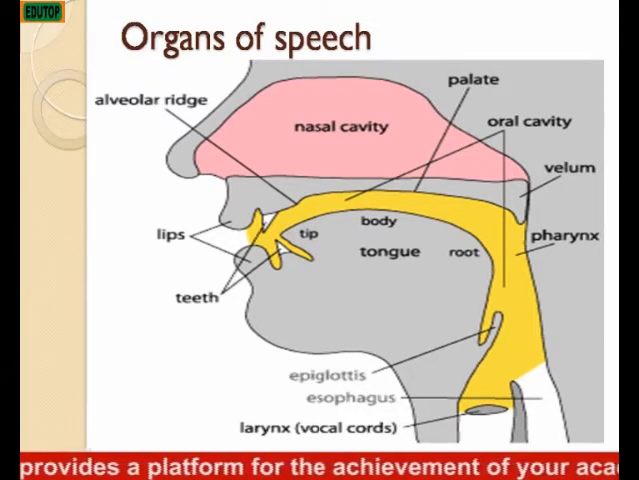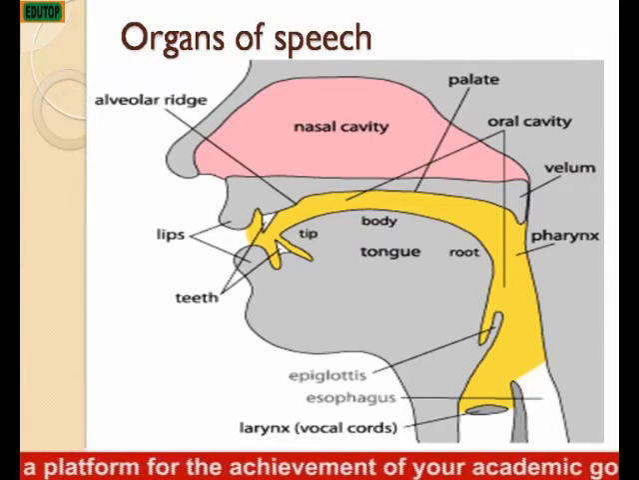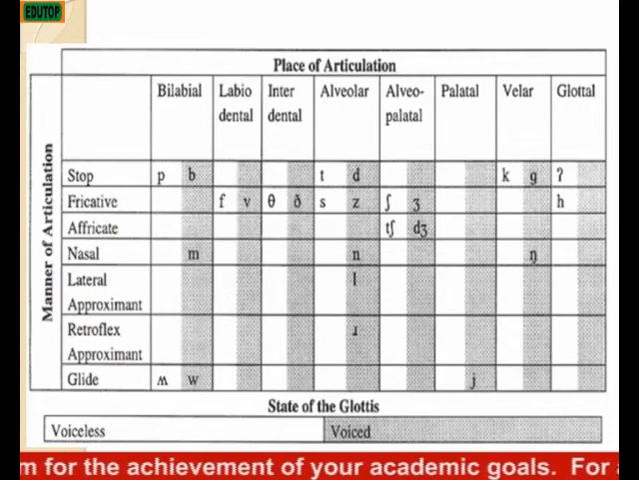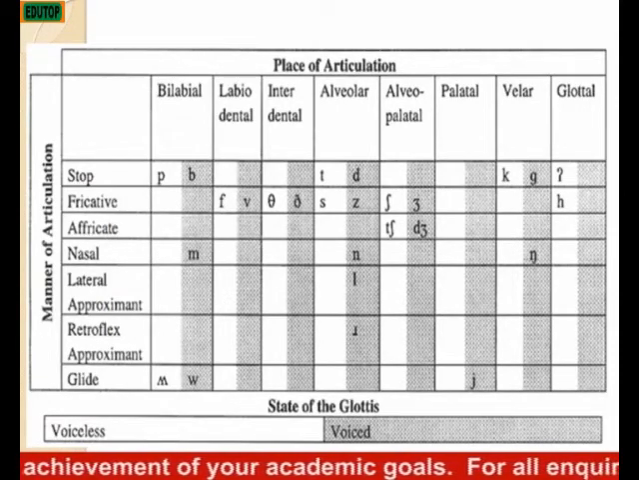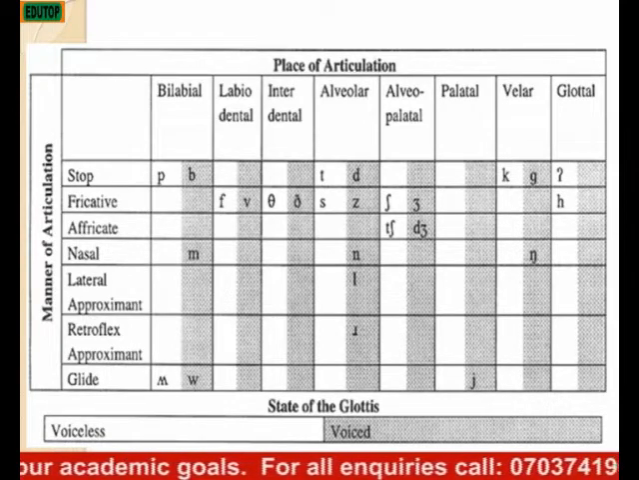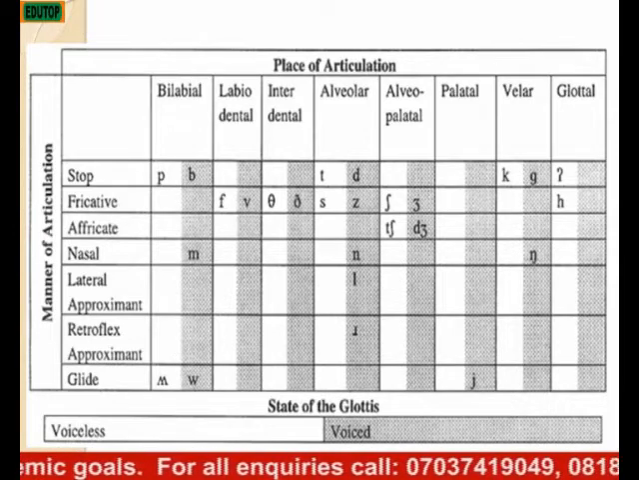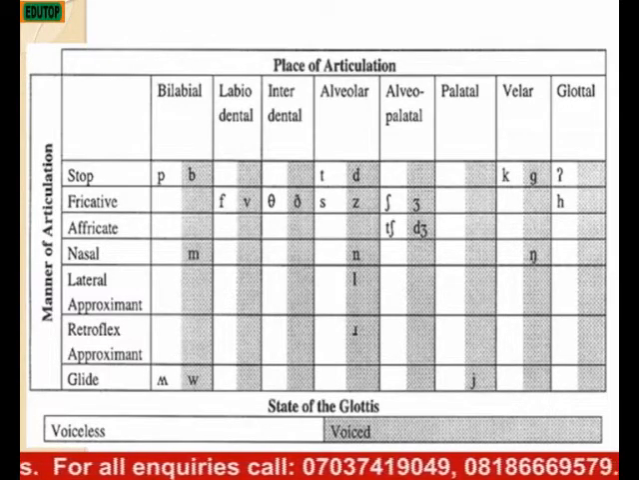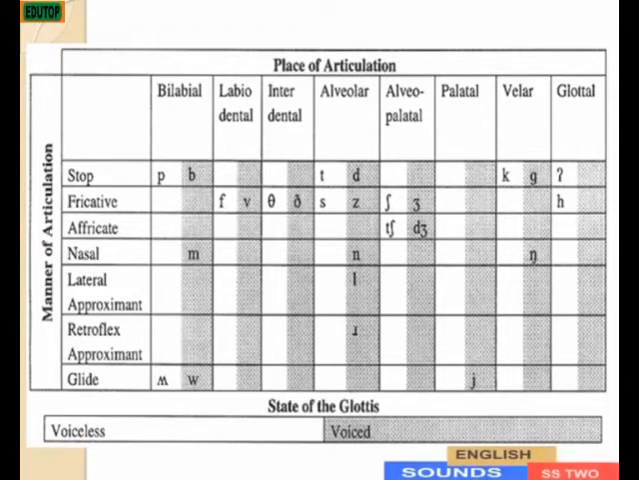Now we are going to be considering the consonant sounds first. We have a chart, which is called the Consonant Chart. In describing the consonant sounds, there are three factors that we consider. We consider the place of articulation, that is, those organs of the body that are responsible for production of each of these sounds. And then we have the manner of articulation, that is, the way and manner in which each of these sounds is produced. And then we have the state of the glottis, whether it is voiced or voiceless.